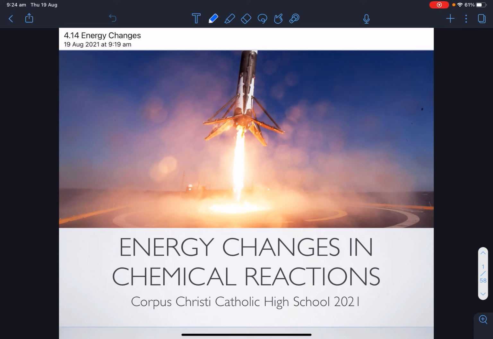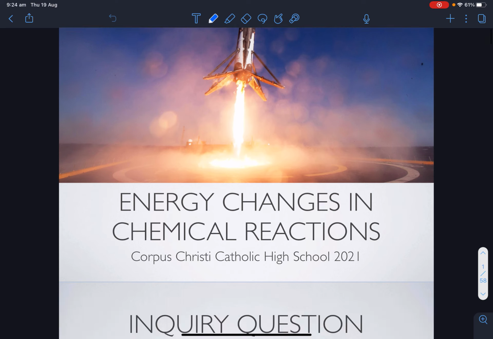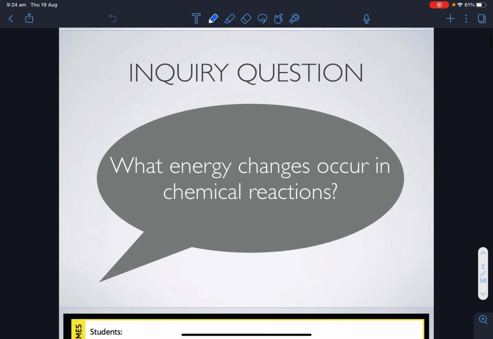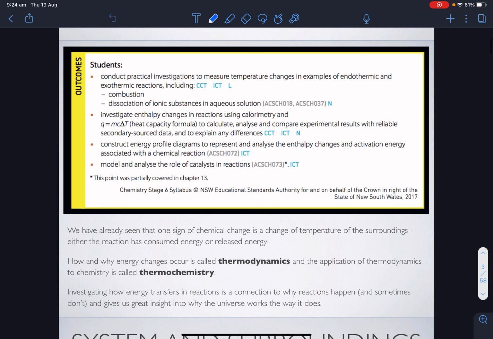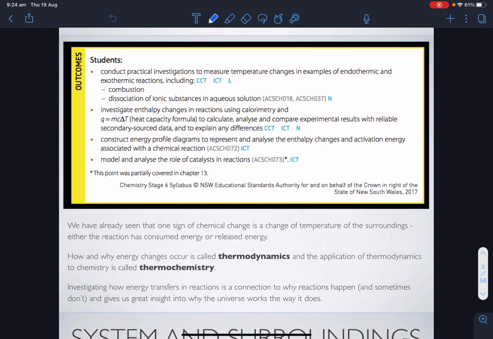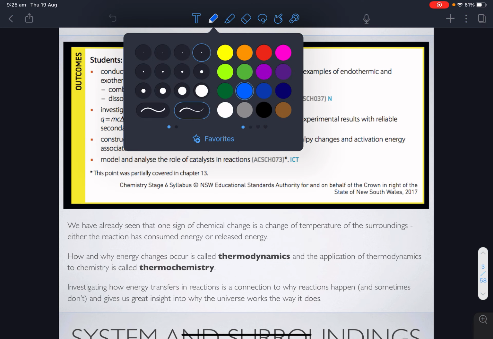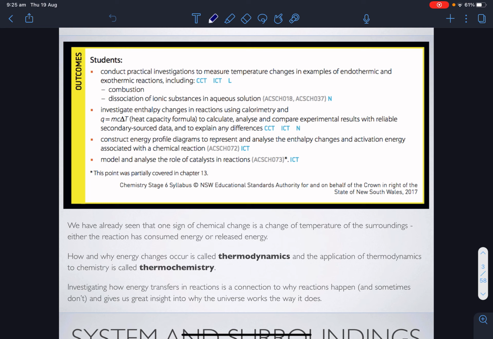Alright, Year 11, new chapter, all on energy changes in chemical reactions. So our inquiry question is, what energy changes occur in chemical reactions? Nice and simple and straightforward there. Okay, there's the syllabus points, and underneath I've written, we have already seen that one sign of chemical change is temperature change of the surroundings, okay? Either the reaction has consumed energy or it has released energy, okay?